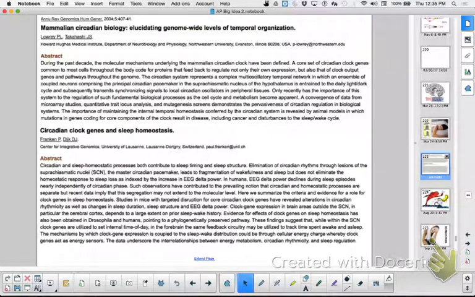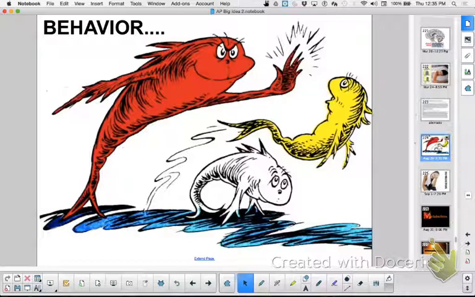Boy, I put a whole big abstract of two different things. I must have thought that was really important. And disease is related to it. Okay, behavior.